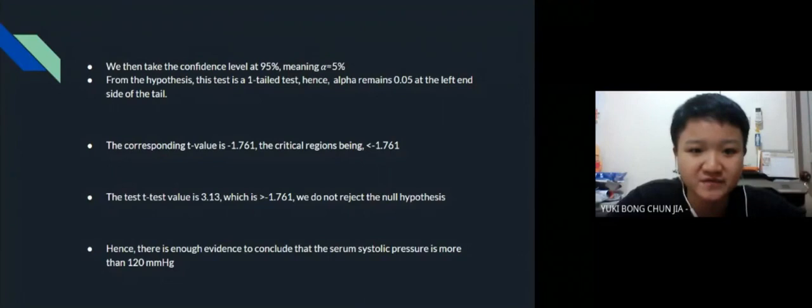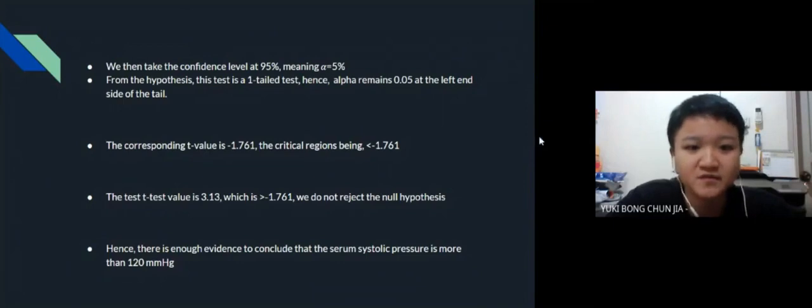So the test t-value is 3.13, which is more than negative 1.761. So we do not reject the null hypothesis. Hence, there is enough evidence to conclude that the systolic pressure is not less than 120 mmHg.